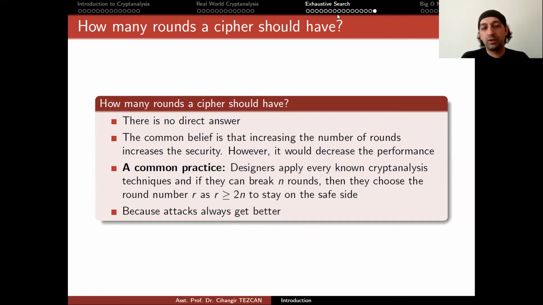So in this course, we will try to see how many rounds of a cipher we can break to determine its security. If we can break the total number of rounds, so the full cipher, then we will say that this cipher is broken and we cannot trust a cipher that is broken.